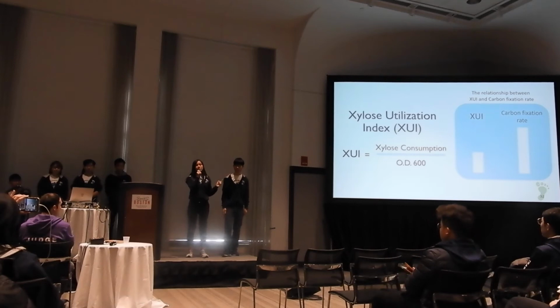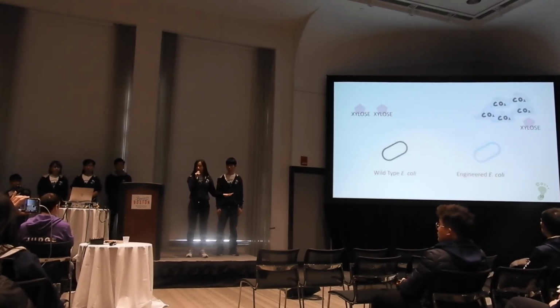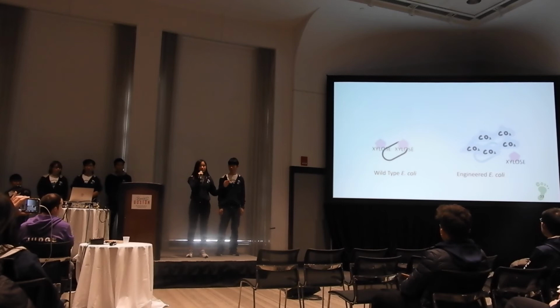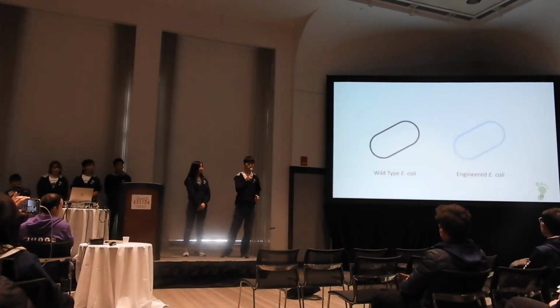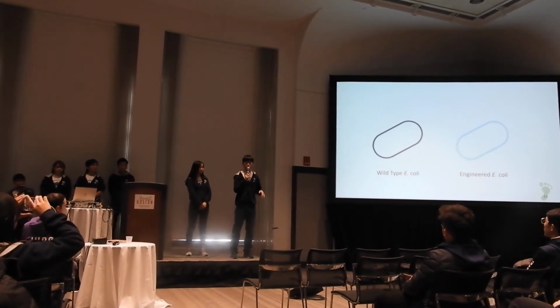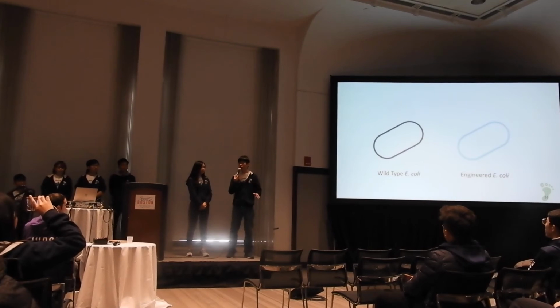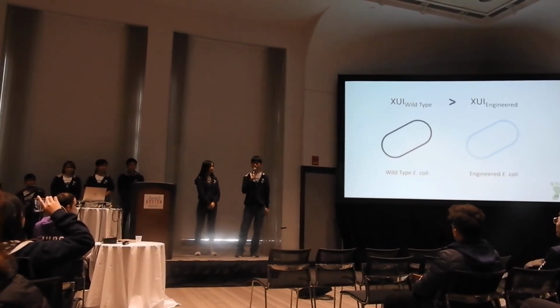Oh, I know what you mean. You mean wild-type E. coli can only consume xylose as its sole carbon source, while our engineered E. coli can utilize carbon dioxide as an alternative carbon source in addition to xylose. So, it requires less amount of xylose while growing up to achieve the same amount of biomass. Am I right? Exactly. To increase 1 unit of biomass, the engineered strain can consume less xylose than the wild-type strain, so the engineered strain will have a lower XUI.